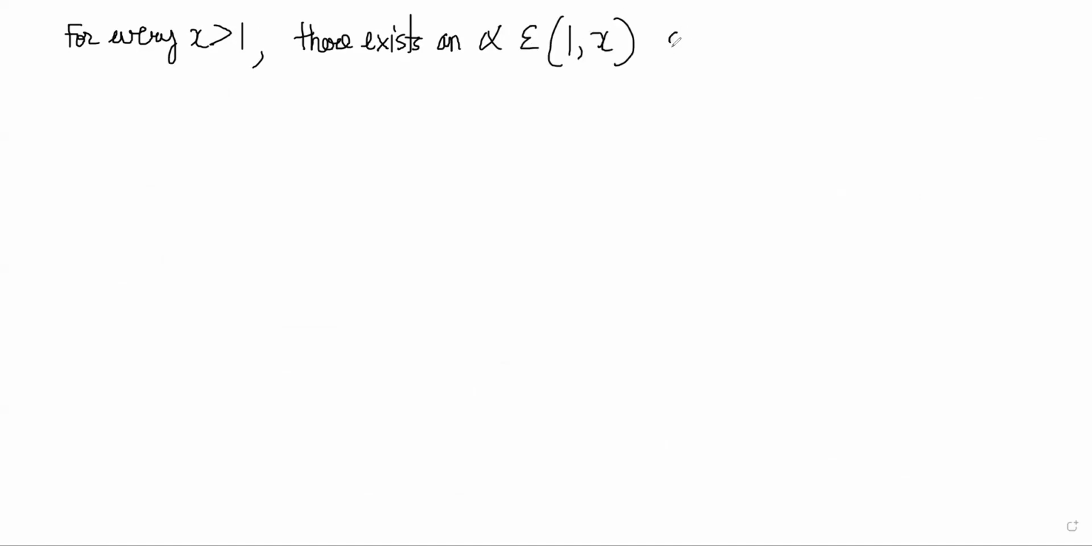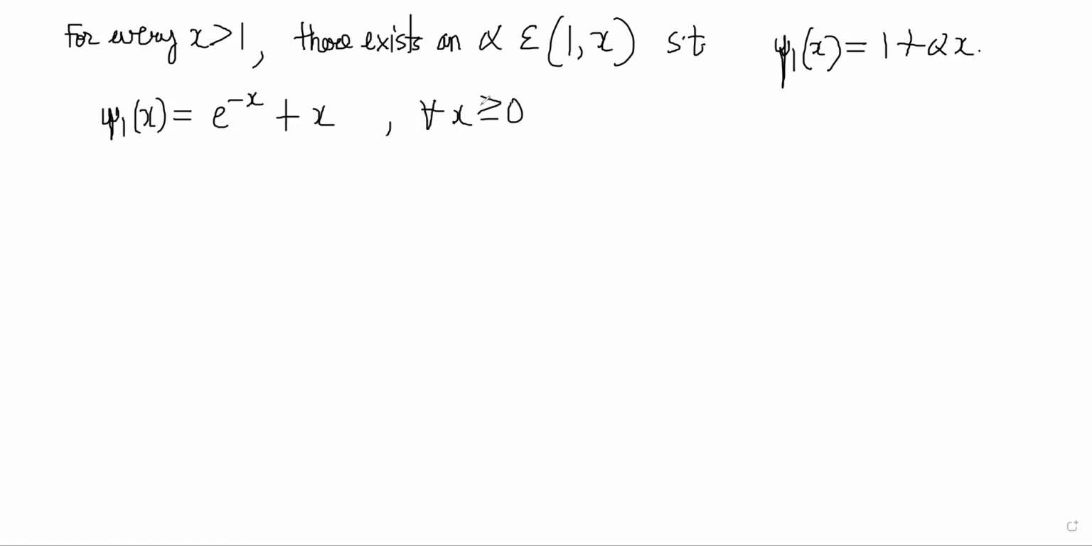So the B option was talking about: for every x greater than 1, there exists an alpha belonging to the interval (1, x) such that psi 1(x) is equal to 1 + alpha x. Now what information did we know about psi 1(x)? We know that psi 1(x) is equal to e^(-x) + x for x greater than or equal to 0.